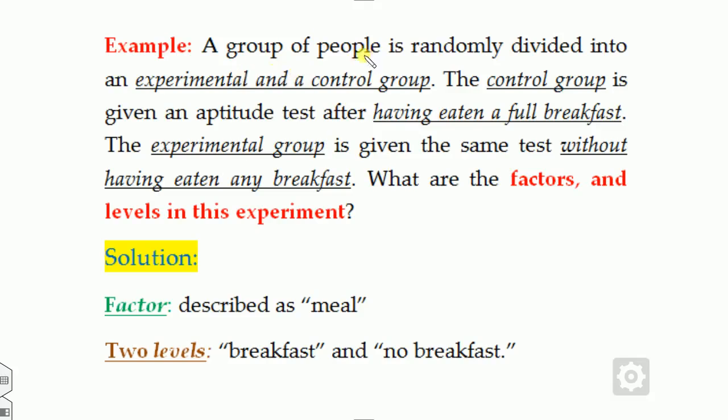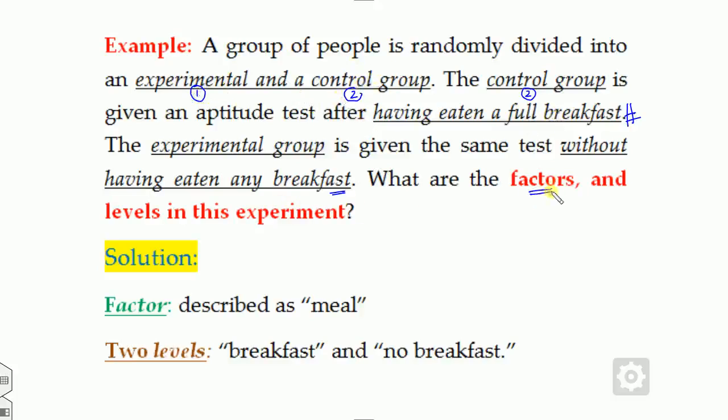consider a group of people which is divided into two groups, the first one is the experimental and the second is the control group. Each person does some task, and the people belonging to the control group are given an aptitude test having eaten a full breakfast, while the experimental group students are given the same task but without eating any breakfast. So what is the meaning of it? The group of people is divided into two groups. One group takes the test with breakfast, the other without breakfast.